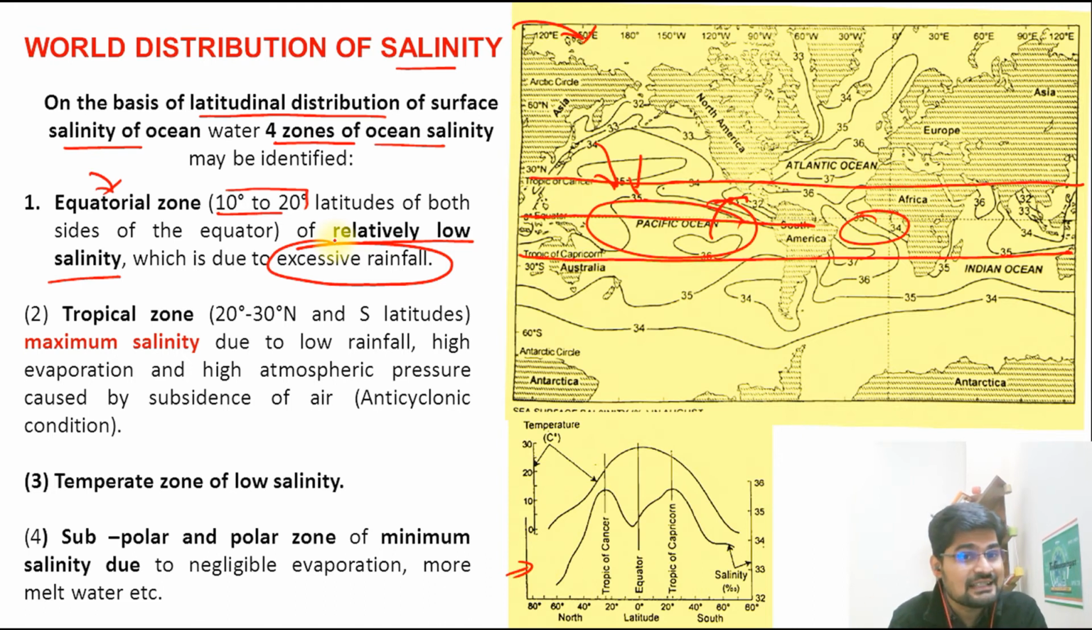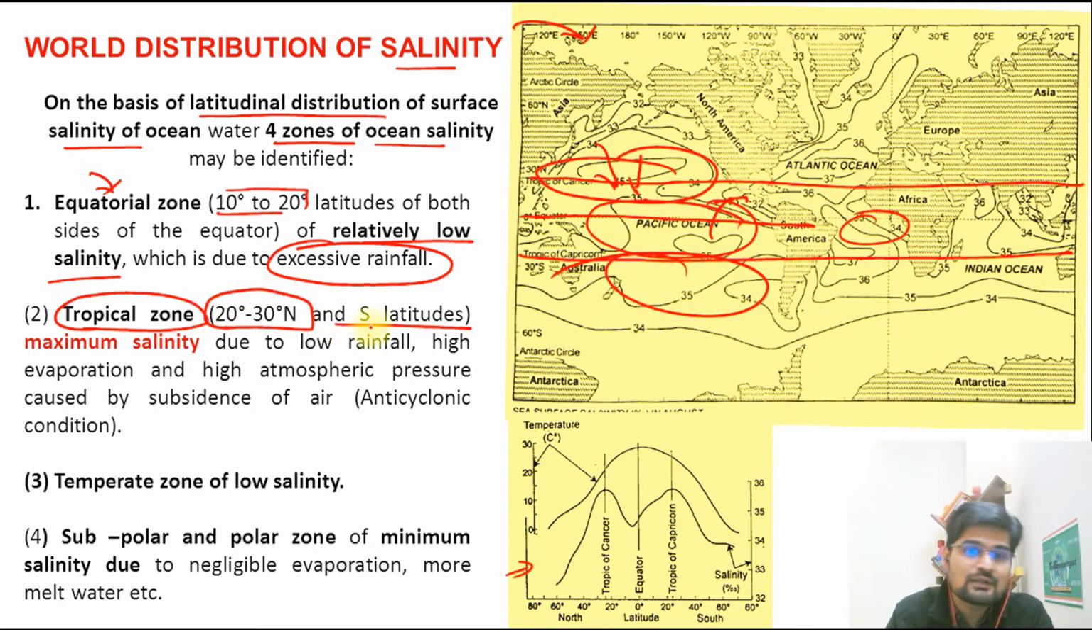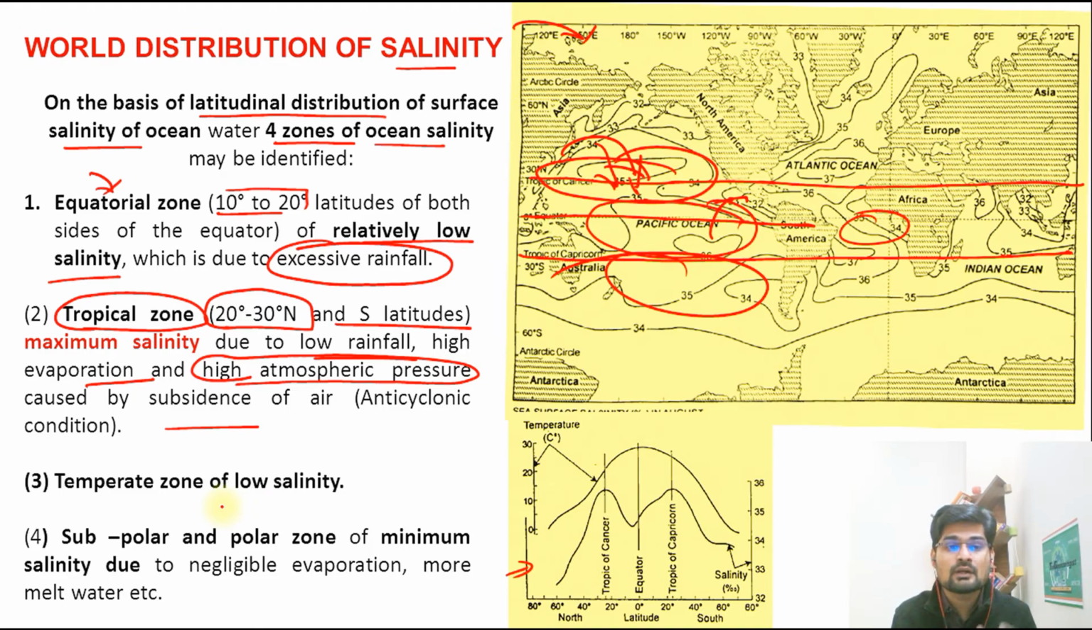So where is the highest salinity? As we go to the tropical zone towards the Tropic of Cancer and Capricorn, that is where you have maximum salinity, about 20 to 30 degree north and south latitudes, due to low rainfall, high evaporation and high atmospheric pressure. Remember, this is a zone of subsidence, high atmospheric pressure, the subtropical high belt, and that is where maximum salinity is observed.